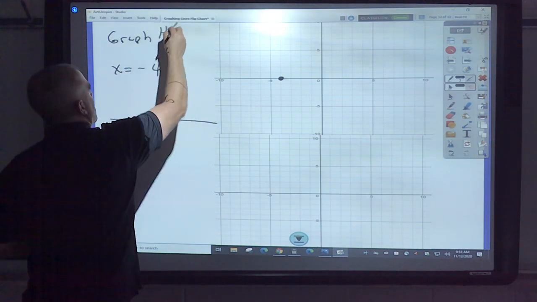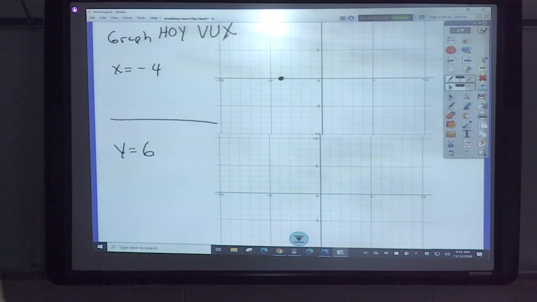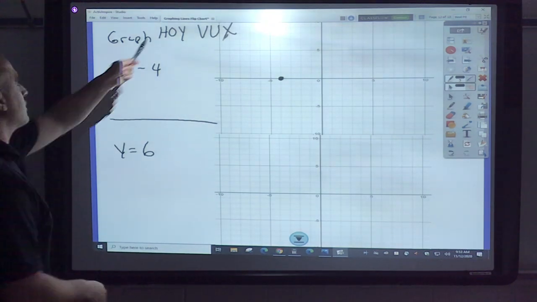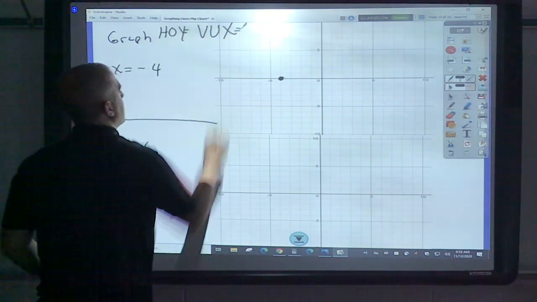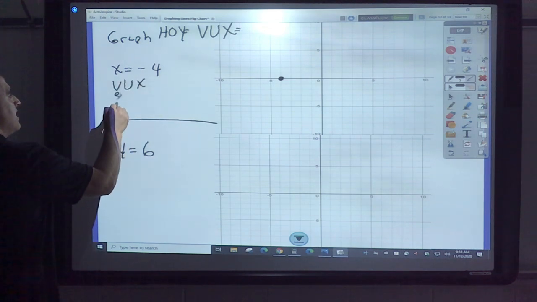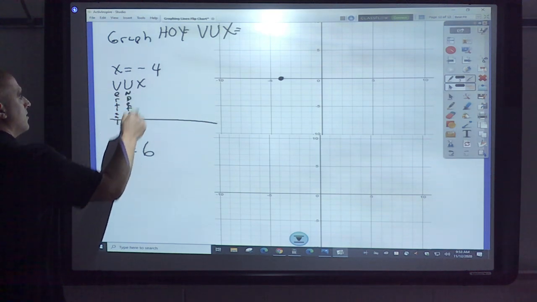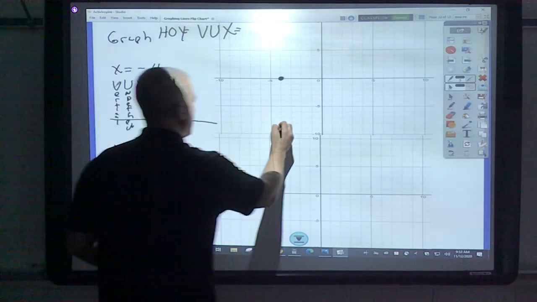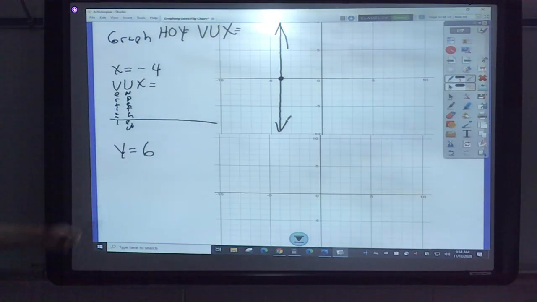is you're going to look at whether it's a Hoy or a Vux problem. Okay, we did this last unit in slope. If it's a Hoy, it should be a y equals. If it is a Vux, it's an x equals. So Vux. Now remember, what this means is vertical, undefined. And so that's x equals. So what I'm going to do is just make a vertical line at x equals -4.